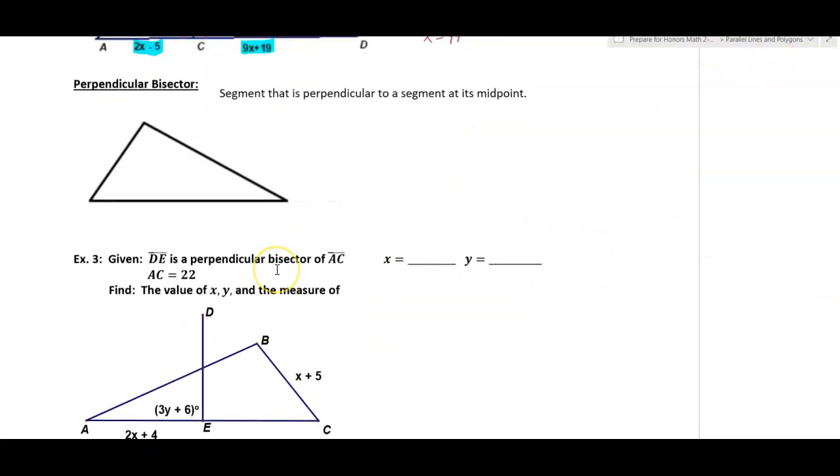Now, a perpendicular bisector is a segment that is perpendicular to another segment at its midpoint. So basically, if I find the midpoint of a side, midpoint gives me two congruent segments. Then I drop a line perpendicular to that segment at its midpoint. Remember, this does not have to start at a vertex. Okay? Does not have to start at a vertex.